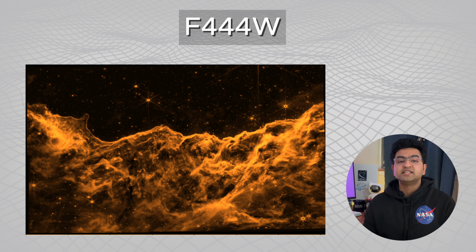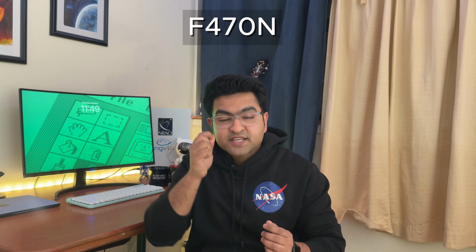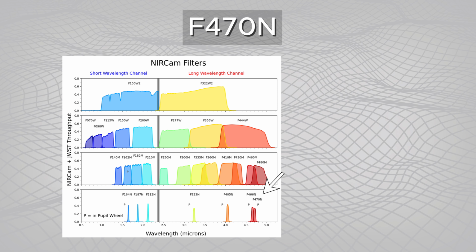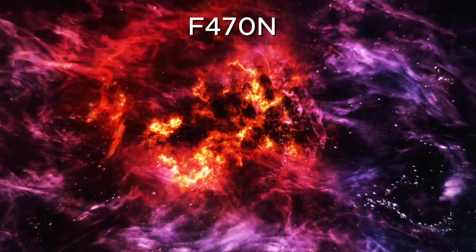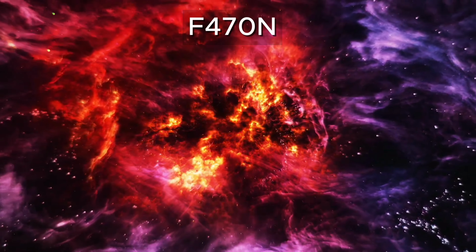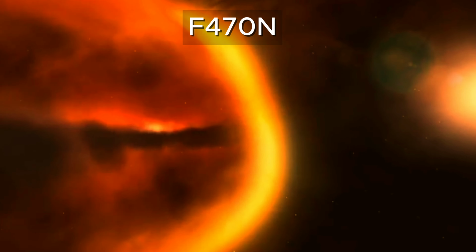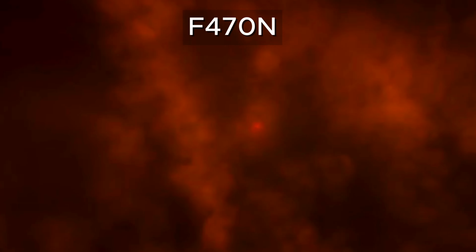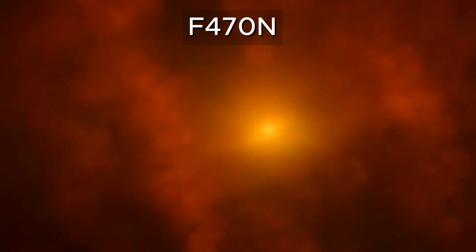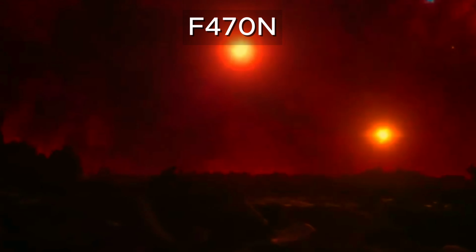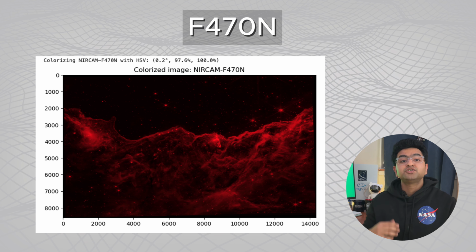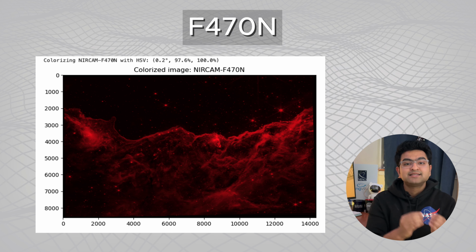Last but not the least, F470, which is the 4.7 micron filter. This narrow band filter specifically isolates emission from carbon monoxide molecules and hydrogen gas that has been ionized by high energy radiation from newborn stars. It shows us exactly where stars are actively forming and heating their surrounding gas. We assign deep orange or red colors to highlight these star formation regions.